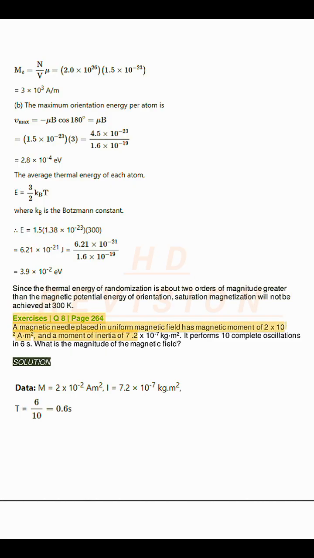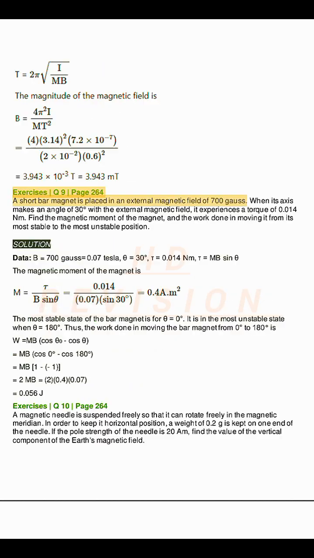Exercises, Q8, page 264. A magnetic needle placed in a uniform magnetic field has a magnetic moment of 2 × 10^-2 Am² and a moment of inertia of 7.2 × 10^-7 kg m². It performs 10 complete oscillations in 6 s. What is the magnitude of the magnetic field? Solution.